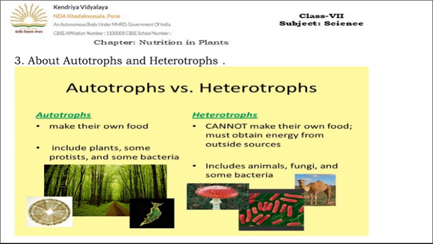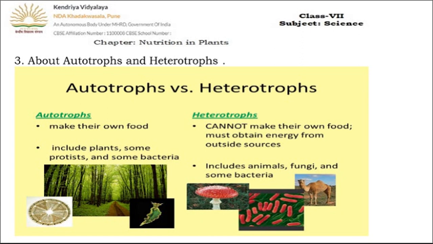They must obtain energy from outside sources. Means they take the food from someone else. They themselves cannot make their food. Okay. In autotrophs, the examples are plants, some protists, some lower animals, and some bacteria; blue-green bacteria can also prepare their food.